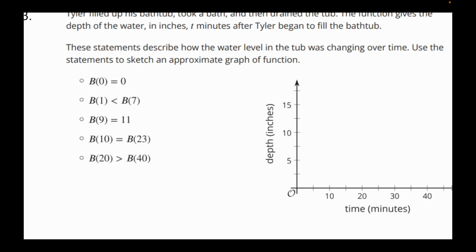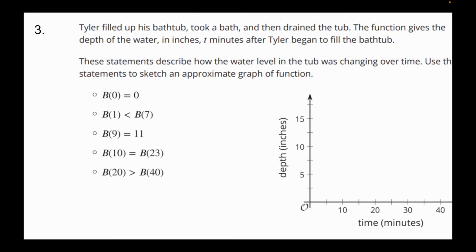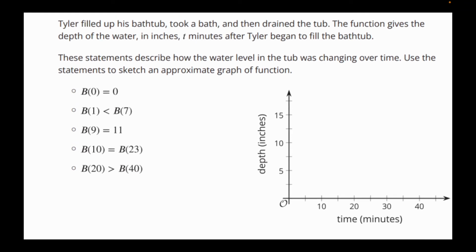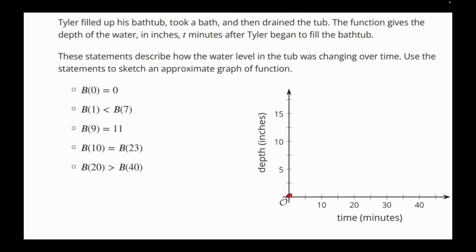What we are told by this first one, b of 0 equals 0, is that there is no water in the tub to start. So that looks to me like, you know what, I'll do this one in red, at 0, 0. I like to do my graphs in red just so they stand out a little more. So 0, 0. Now we know the level of water in the tub at 1 minute is less than the level of the water in the tub at 7 minutes. So I am going to have to look at 1 minute and 7 minutes.